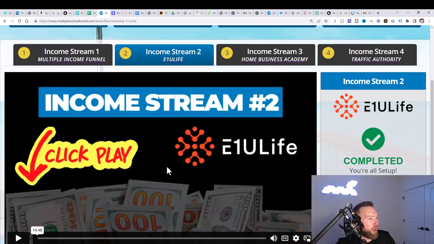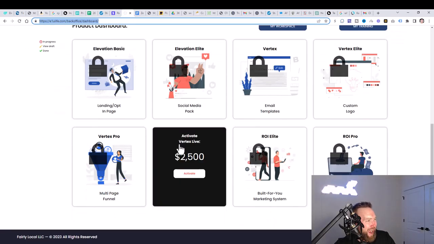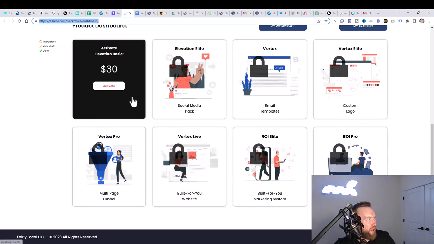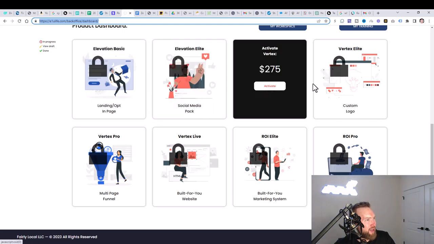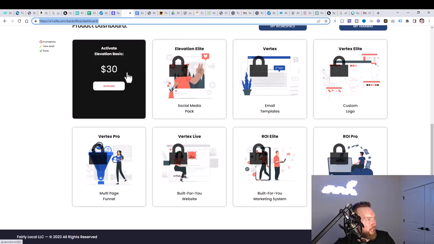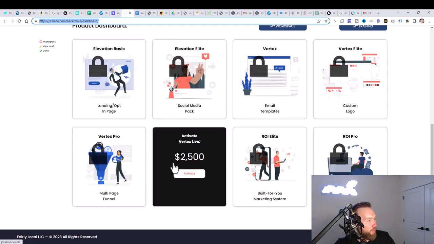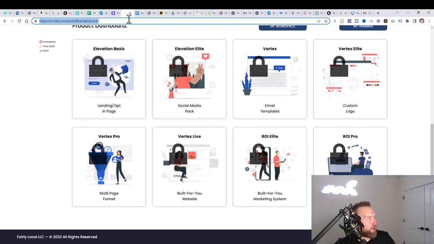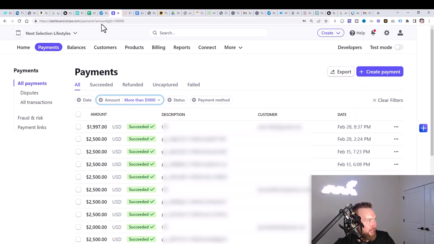It means if you go through Multiple Income Funnel and you sign up for a lower level income stream, as a matter of fact, in any of these income streams, you're going to miss out on the higher commissions. In this specific income stream known as E1U Life, there are different packages at different levels, right? You have Elevation Basic, Elite, Vertex, Vertex Elite, Vertex Pro, and Vertex Live. They range anywhere between $30 all the way up to $2,500. That's where you're seeing these $2,500 payments right here.